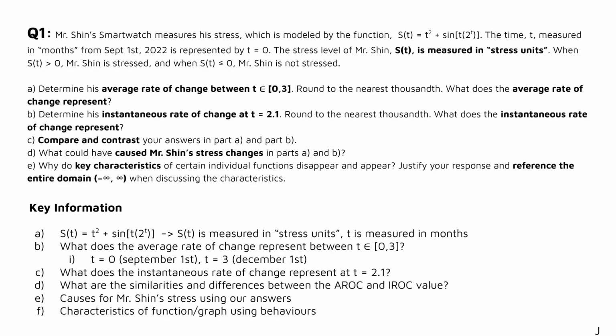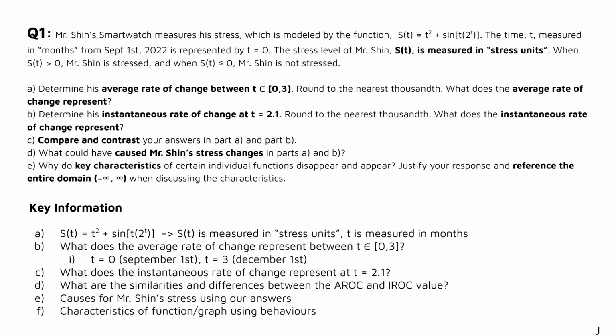Determine his average rate of change for t in the interval [0, 3]. Round to the nearest thousandth. And what does the average rate of change represent? B is the same thing, but now we have to calculate the instantaneous rate of change at 2.1. So C, D, and E are all other questions. C asks to compare and contrast your answers in parts A and B, so the difference between AROC and IROC. D is what could have caused Mr. Shin's stress changes in parts A and B. E is why do characteristics of certain individual functions disappear and appear.